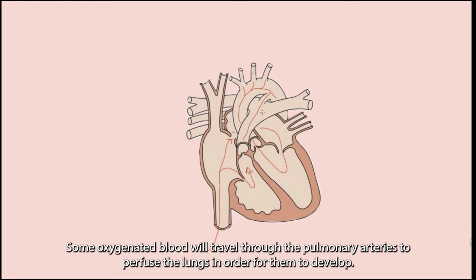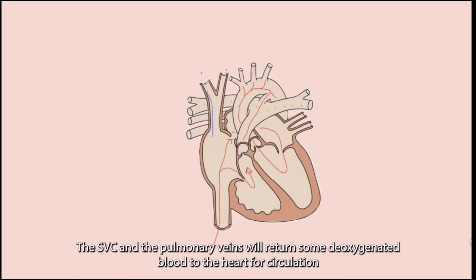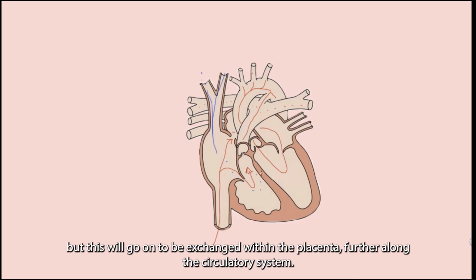Some oxygenated blood will travel through the pulmonary arteries to perfuse the tissues of the lungs in order for them to develop. The SVC and the pulmonary veins will return some deoxygenated blood to the heart for circulation, but this will go on to be exchanged within the placenta further along the circulatory system.